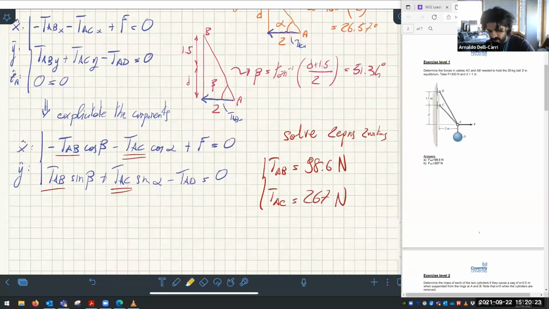Do you know how to solve systems of simultaneous equations? Please answer me honestly. Okay, yes. Anyone else? Please answer honestly. Okay, yes, good.